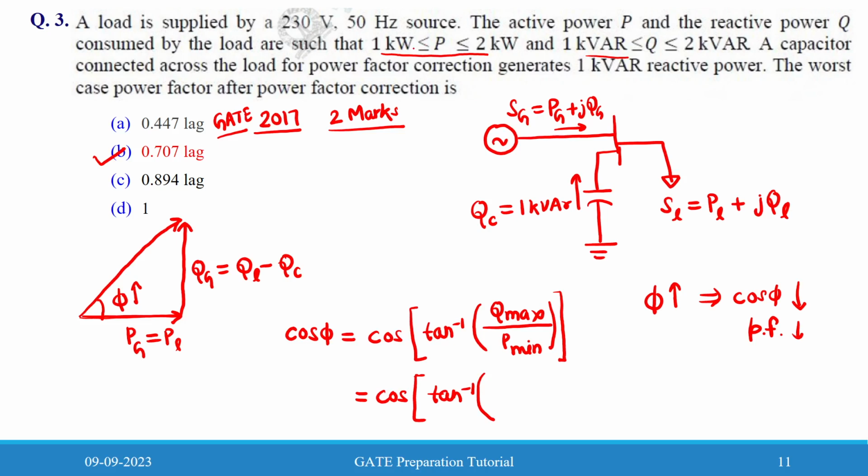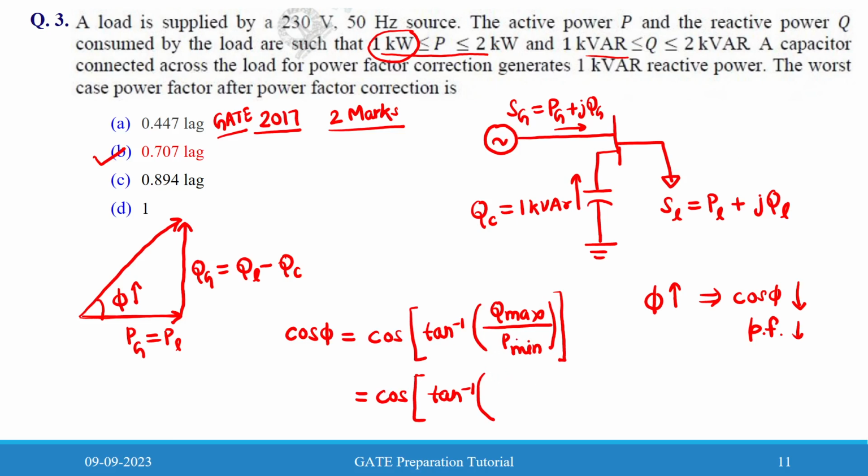Here the active power limit is 1 kilowatt and 2 kilowatt. So you have to take not 2 kilowatt, but 1 kilowatt. Then you will get a higher value of angle, and the power factor will worsen, meaning it will be much lower. That is the mistake you made. You took the active power as 2 kilowatt. For other things, you did fine.